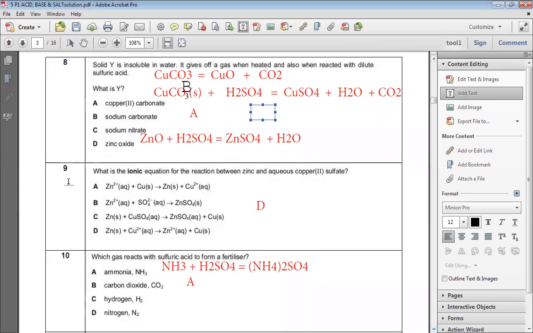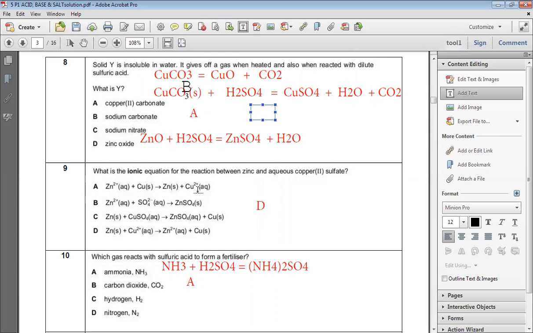Now, question number 9. What is the ionic equation for the reaction between zinc and aqueous copper sulfate? Basically, this question is related to metal reactivity as well as electrochemistry. Zinc is more reactive than copper. So the zinc atom before reaction is found in the solid form, in a neutral condition. Zinc displaces copper from its compound, zinc forms its compound, and copper gains electrons from zinc. So option D for question number 9 is correct.